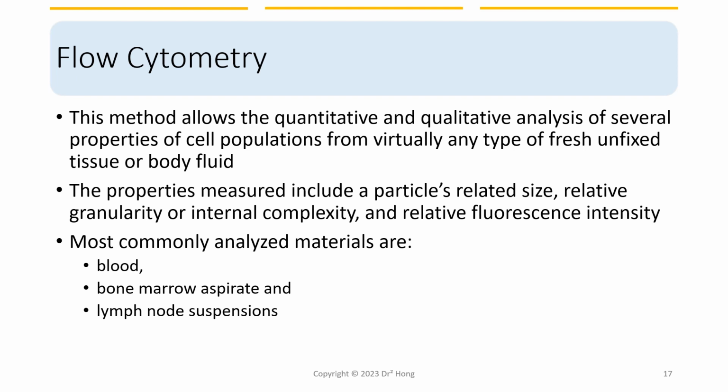The machine's sensors then can detect the emitted light and measure various properties of the cells, such as their size, shape, and fluorescent intensity. Now, this data is then collected and analyzed using specialized software, allowing researchers and clinicians to identify and characterize different types of cells in the sample. Now, this method allows the quantitative and qualitative analysis of several properties of cell populations from virtually any type of fresh, unfixed tissues or body fluid. Now, the most commonly analyzed materials are blood, bone marrow aspirate, and lymph node suspensions.